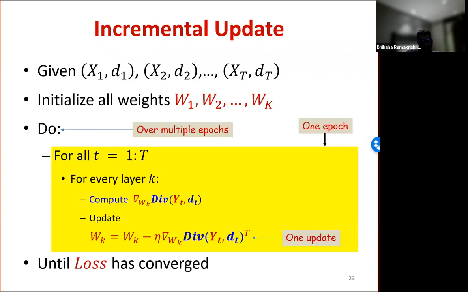So here's what it is. One pass over the entire training data is going to be one epoch. But an update occurs after a single instance of the training data is processed. So each update occurs immediately after a single instance is processed. One pass over the entire training data is a single epoch, and the overall training is going to have multiple epochs of training, where these updates are continued until the loss has converged.